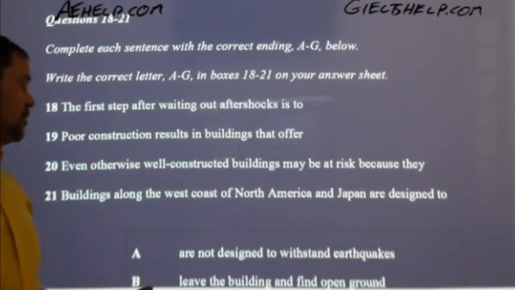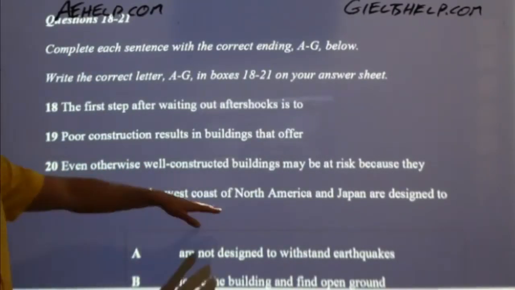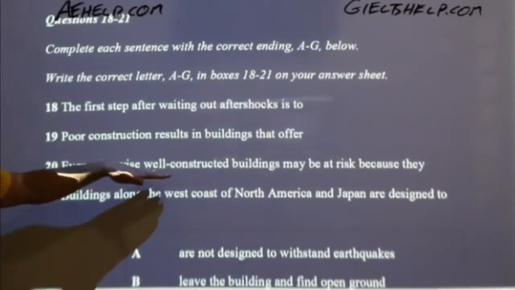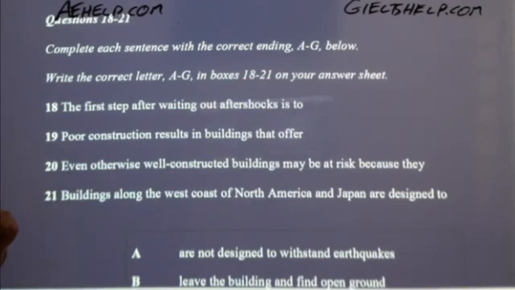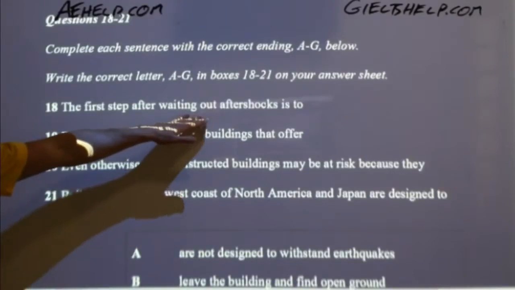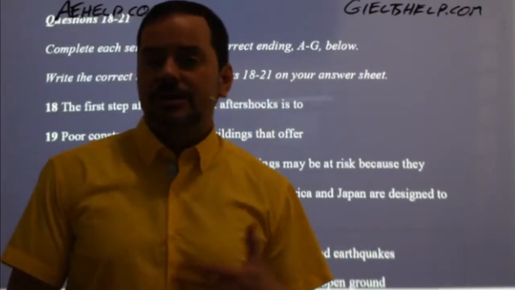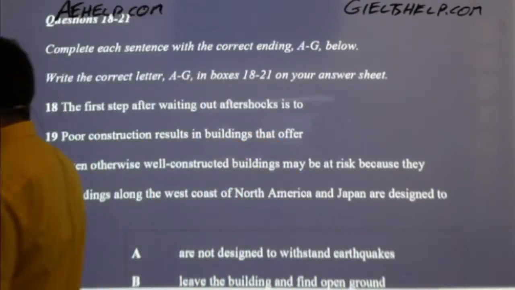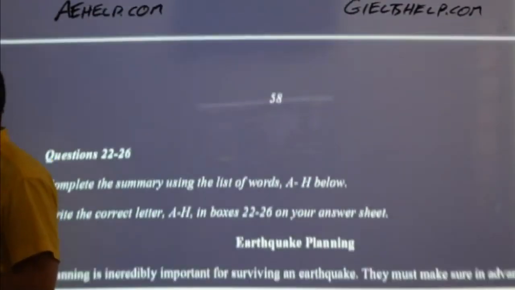All right, so I know that there's going to be information in the passage about buildings, specifically buildings in North America, Japan. I know there's going to be information about construction, well-constructed buildings, not well-constructed buildings, and there will be some information about aftershocks. Aftershocks are the smaller earthquakes that happen after the big earthquake. Okay, good. That's some valuable information for me as the student or as the candidate.